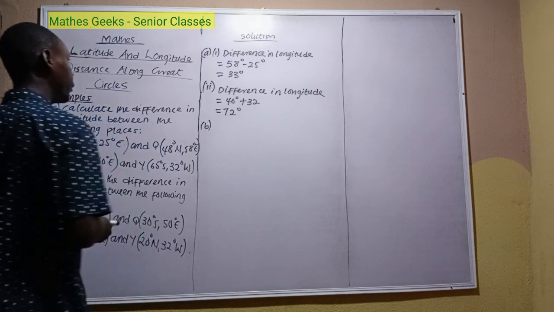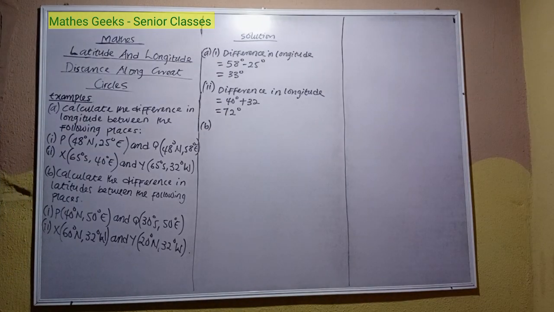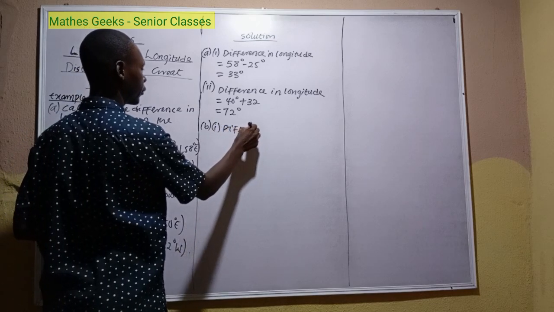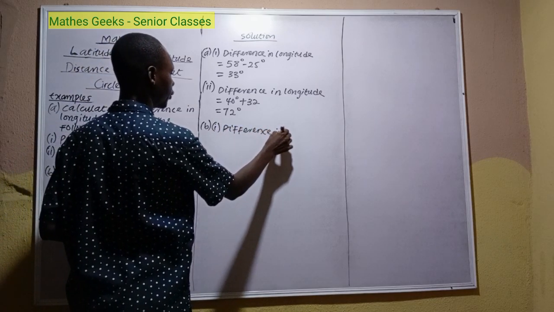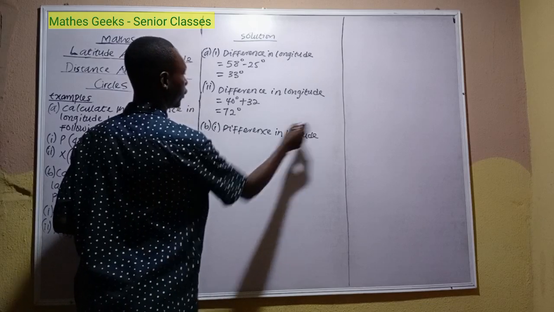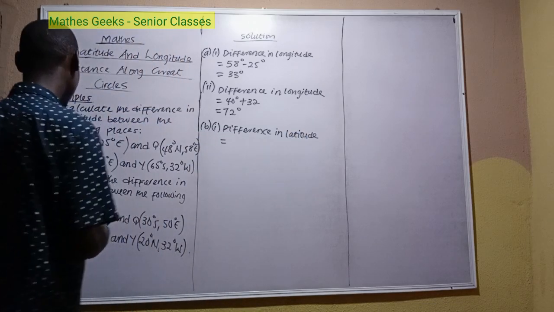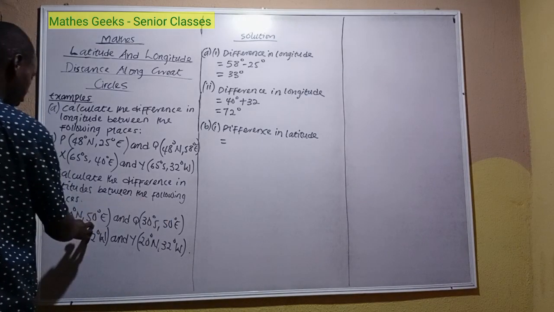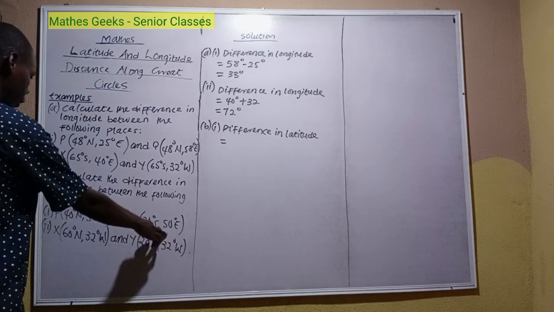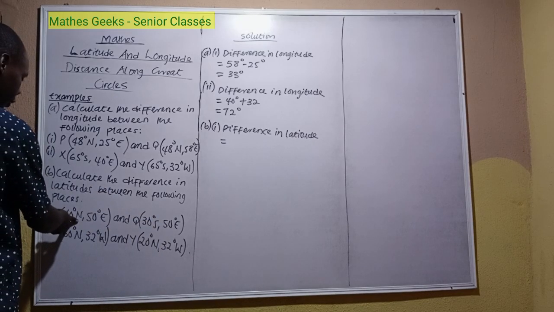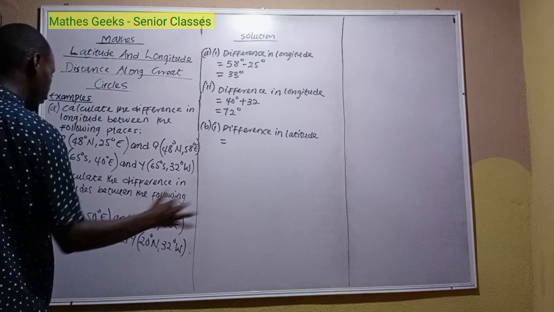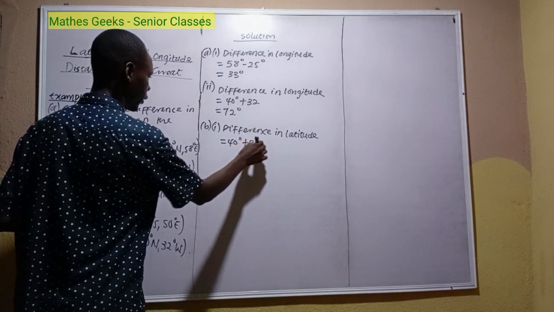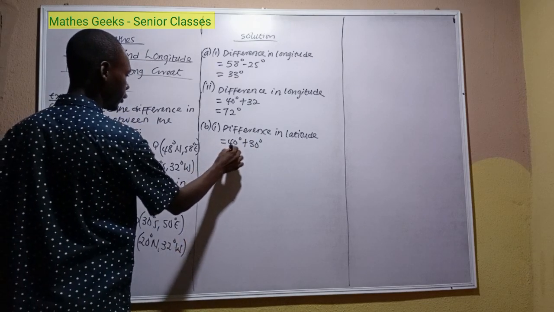So in B we are going to calculate the difference in latitudes between the following places. B1, difference in latitude is equal to, P is 40 degrees north, 50 degrees east, and Q is 30 degrees south, 50 degrees east. Both are on longitude 50 degrees east, but this one is on the northern hemisphere and this is on the southern hemisphere. So they are on different sides of the globe. So you're going to add 40 degrees plus 30 degrees to give us 70 degrees.